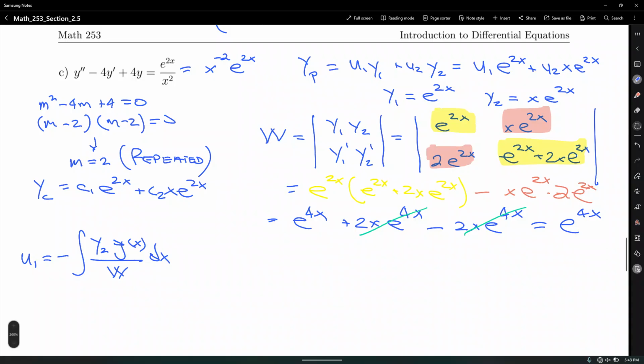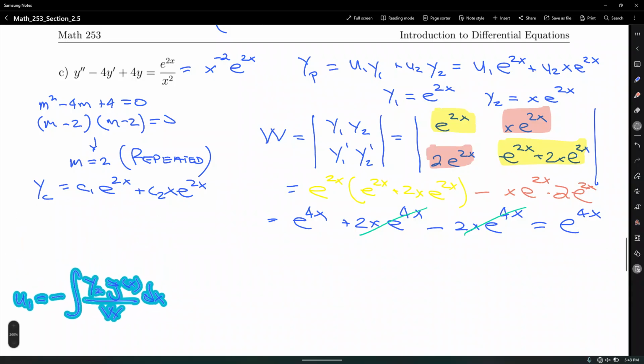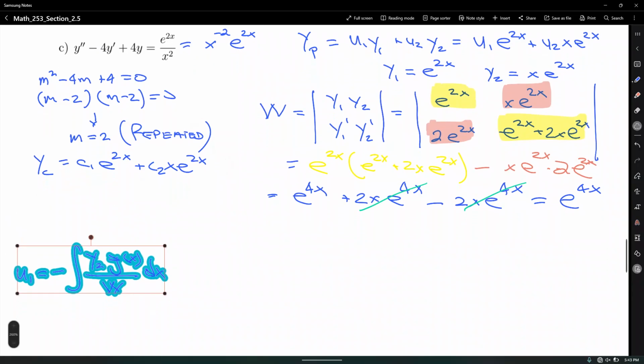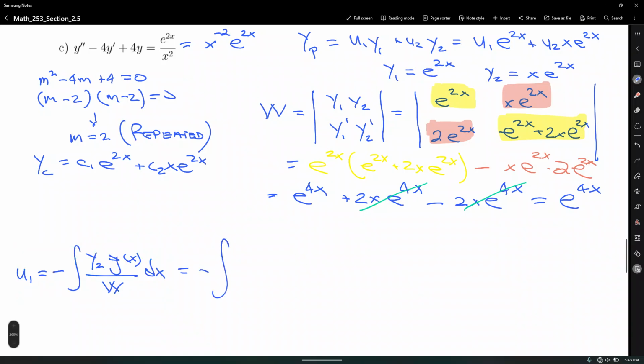So I believe I'm going to need more space here, so let me move this further down. All right, so that's negative the integral of y sub 2. What's y sub 2? x e to the 2x. What's g of x? Remember, this is e to the 2x over x squared, everything divided by the Wronskian, so e to the 4x, all with respect to x.